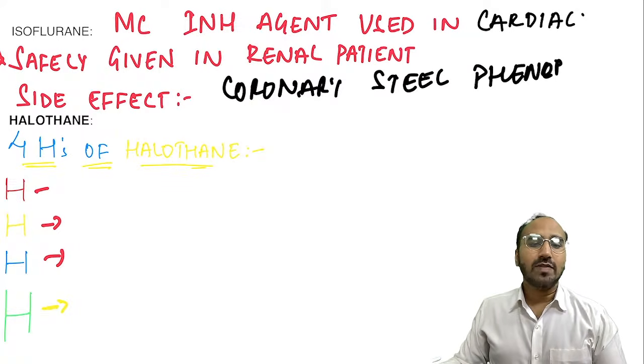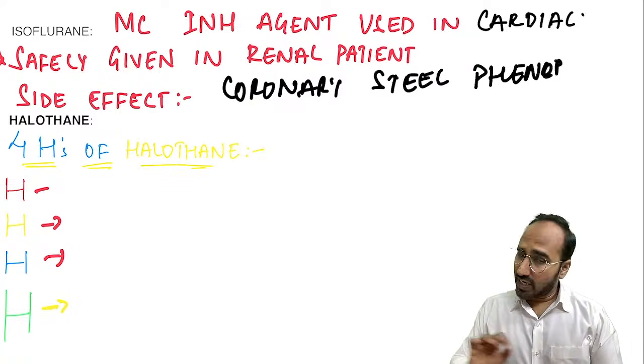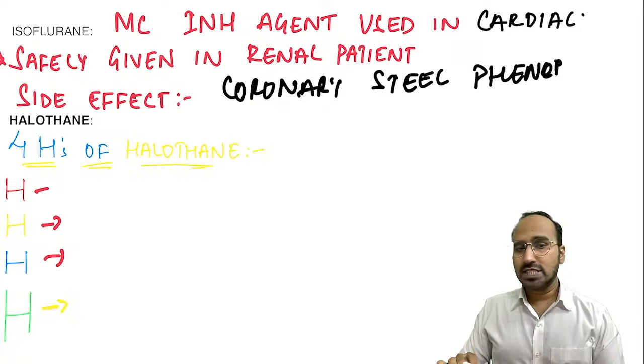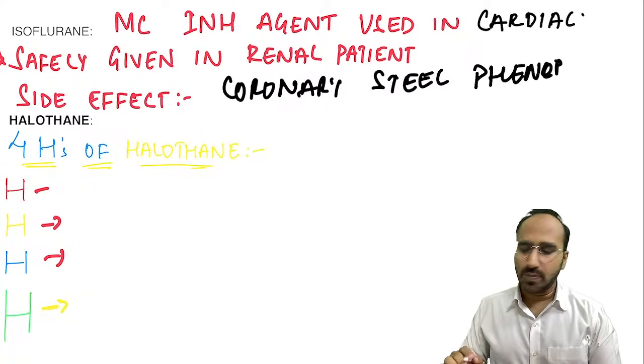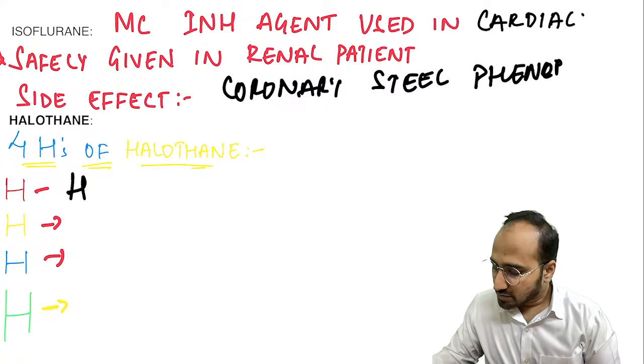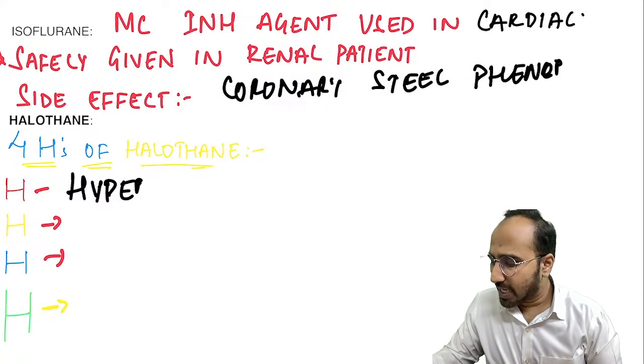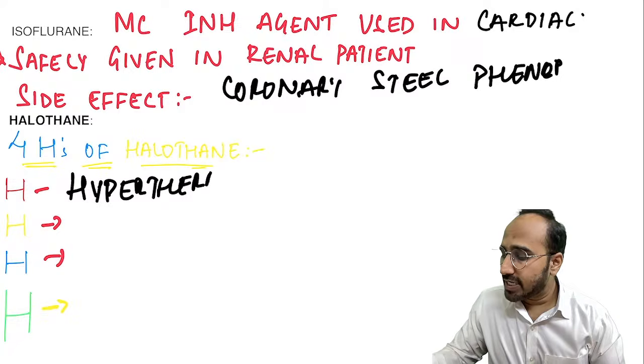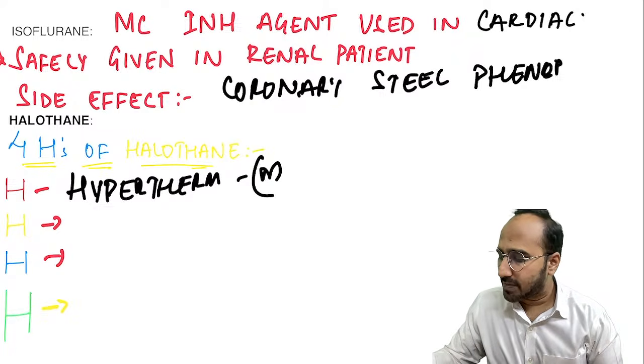What do we need to remember about halothane? Halothane is a very important inhalational agent. You have to remember the 4 heads of halothane if someone is asking about halothane. What are the 4 heads of halothane? The first head of halothane is what? Hyperthermia. Halothane is an inhalational agent that can cause malignant hyperthermia.